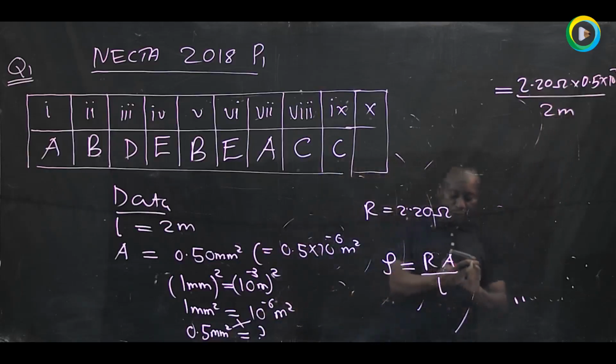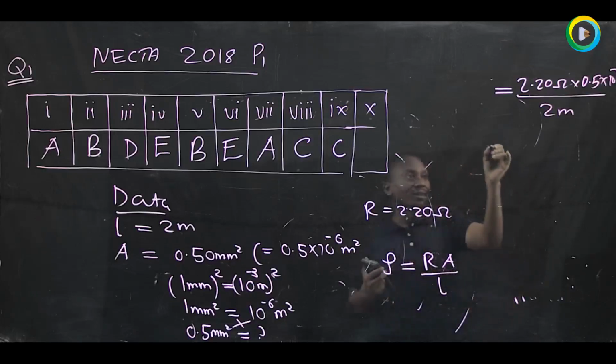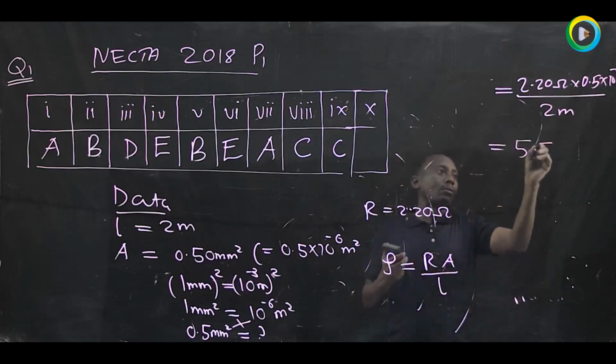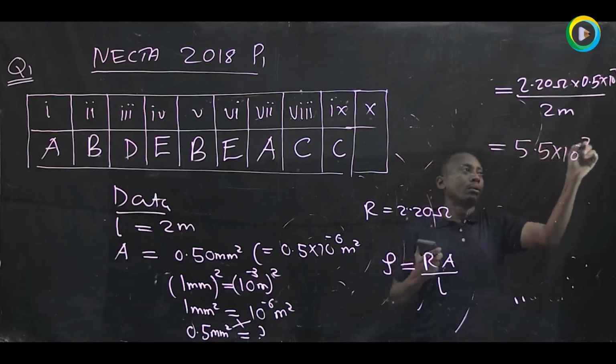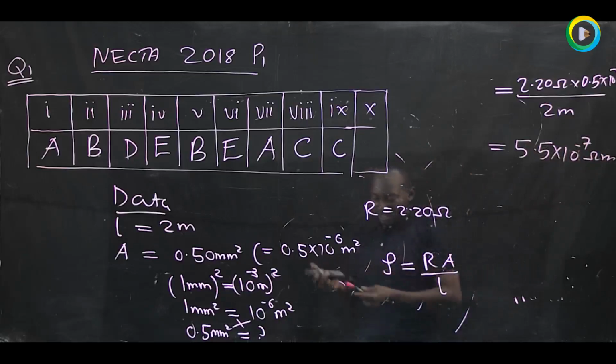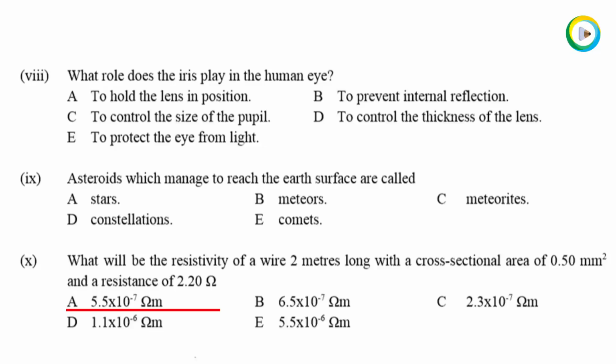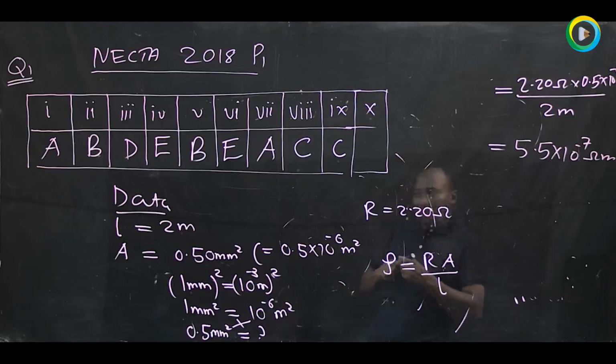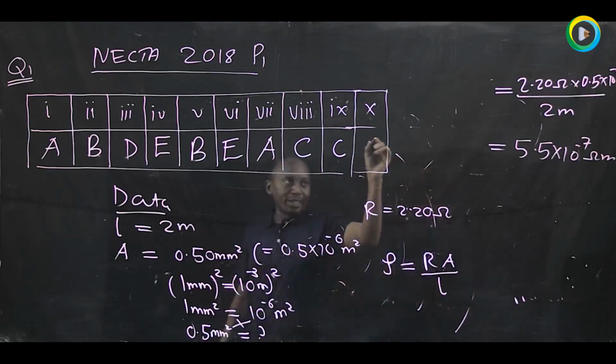You have a calculator here. And here we have 2.2 multiplied by 0.5 times 10 exponent minus 6. You divide by 2. You have 5.5 times 10 power minus 7 ohms meter in SI unit. Now, in your multiple choice, we have A, 5.5 times 10 power minus 7 ohms meter. This should be A.